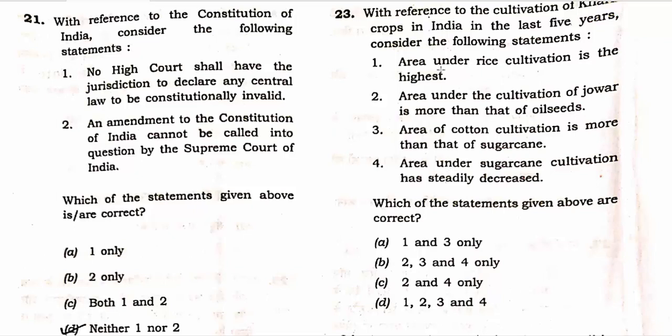So you have a good data on that. Based on that particular data that we analyzed, the answer is A, 1 and 3. That is, the area under rice cultivation is the highest, that is correct, and the 3, the area of cotton cultivation is more than that of the sugarcane. So 1 and 3 are the correct answer.